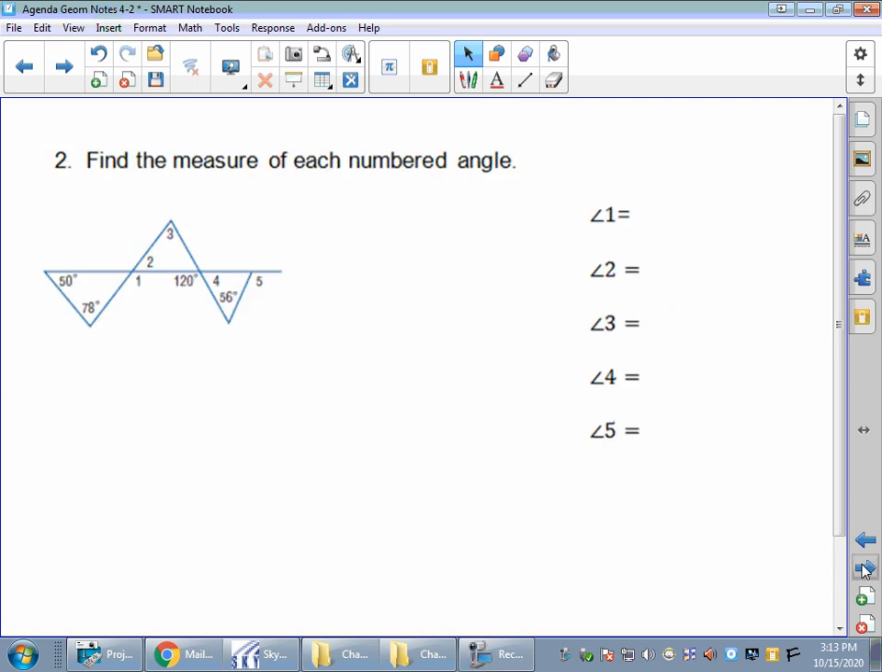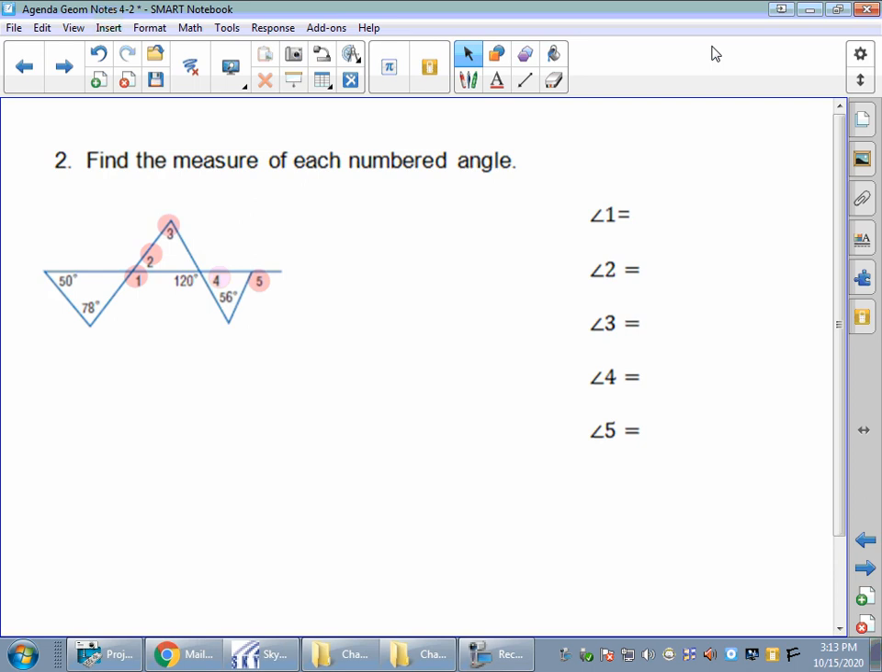Let's go over to problem number 2. Let's try this one. Find the measure of each numbered angle. I actually put 1 through 5 over here. Notice 1 through 5 are just angles. They are not degrees. Angle 1 is a sneaky one. You can do this the long way or the short way.